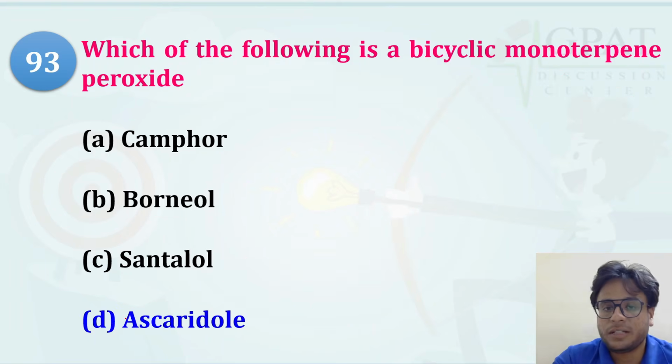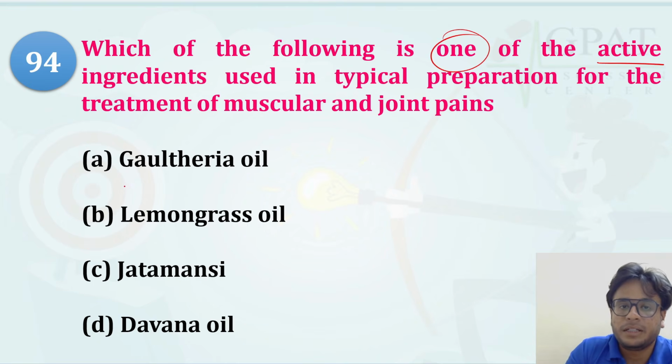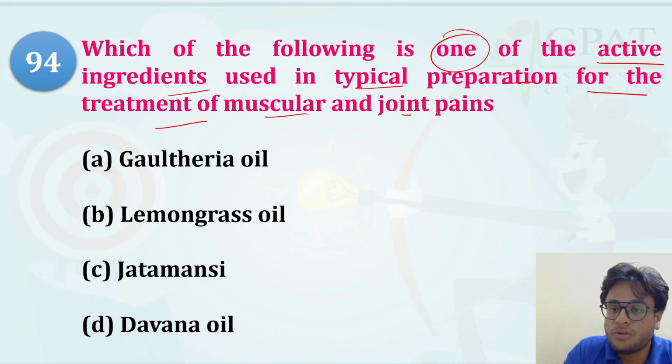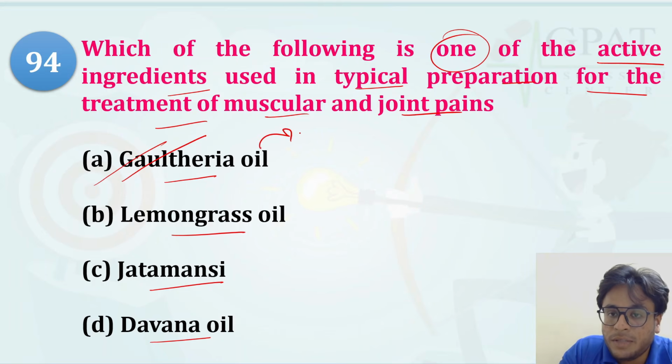Coming towards our next question: which of the following is one of the active ingredients used in a typical preparation for the treatment of muscular and joint pains? The options are gaultheria oil, lemongrass oil, jatamansi oil, and avena oil. The gaultheria oil is going to be the answer. It is the oil that mainly contains methyl salicylate.